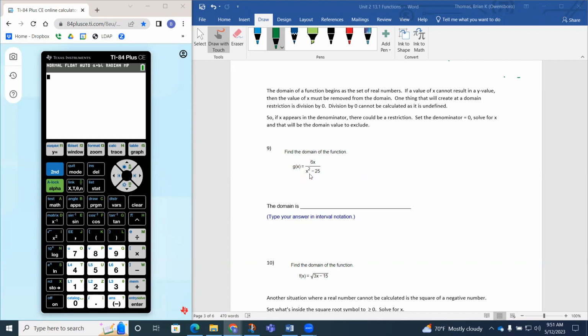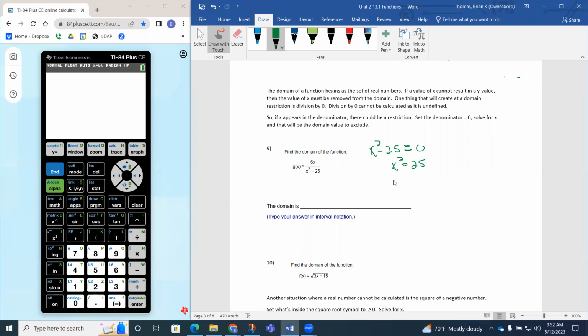So if I look at this problem right here, notice that x does appear in the denominator. So there could be a domain restriction. So what we're going to do is set x squared minus 25 equal to 0. When we're solving for x, if we can get this x squared by itself, we can see something here. If I add 25 to both sides, in other words, just move the 25 over, I'm going to get x squared is equal to 25. Because again, if you add a 25 here, they zero out, and 0 plus 25 is just 25.